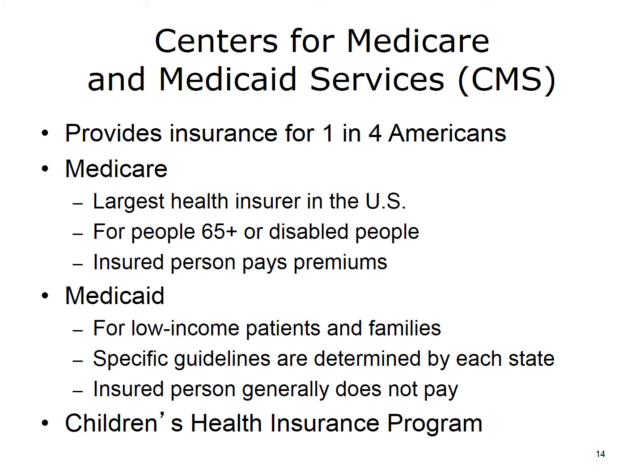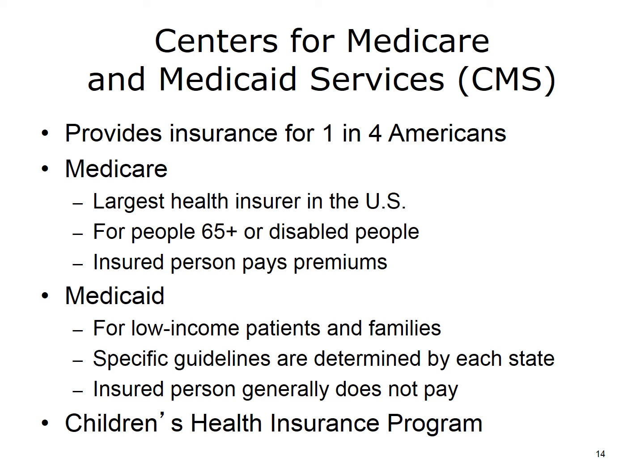Part A, which is hospital insurance, Part B, which is medical insurance, Part C, or Medicare Advantage, which allows the use of private companies approved by Medicare or provider organizations, and Part D, which is prescription drug coverage. The insured person may pay monthly premiums depending on the plan selected.